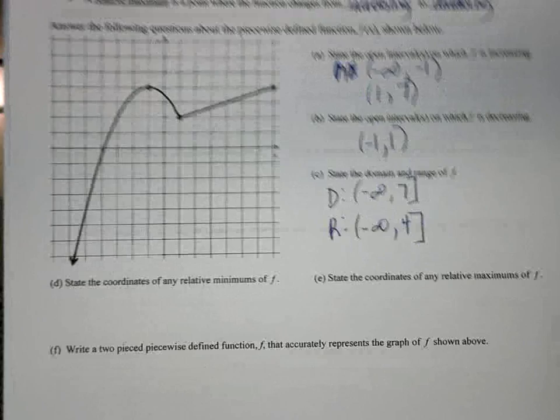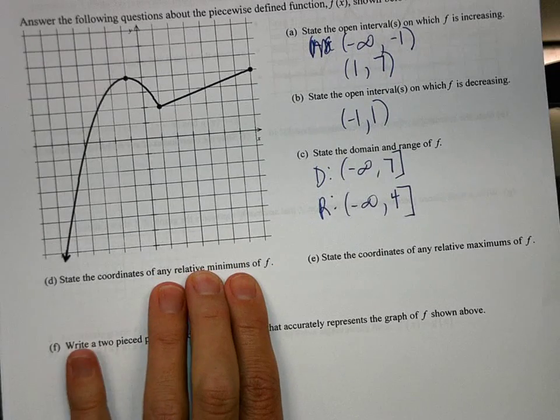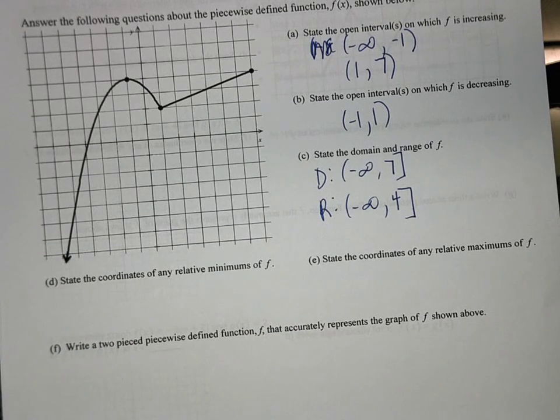So state the coordinates of any relative minimums. Just so you know, relative minimums will not be starting points or ending points. It has to be within the graph. Okay? And so where do you see a minimum point?